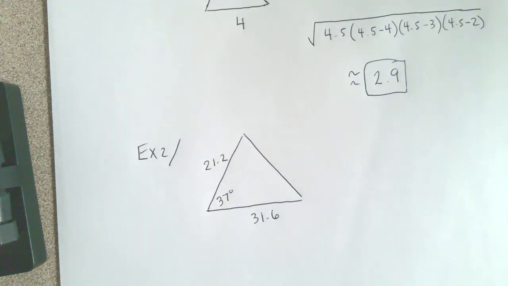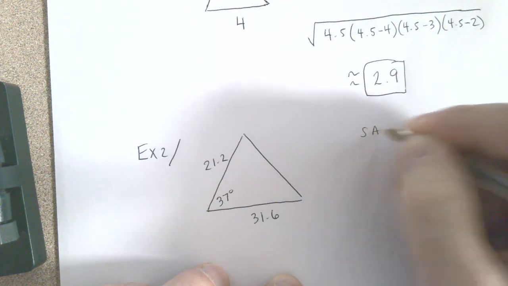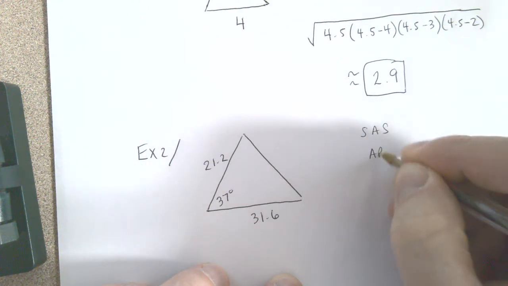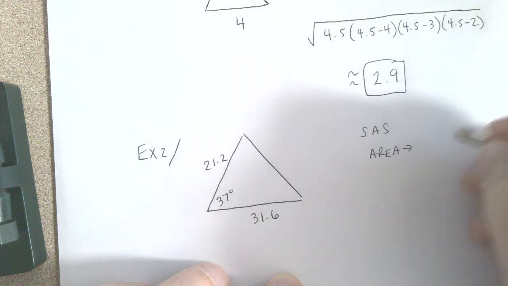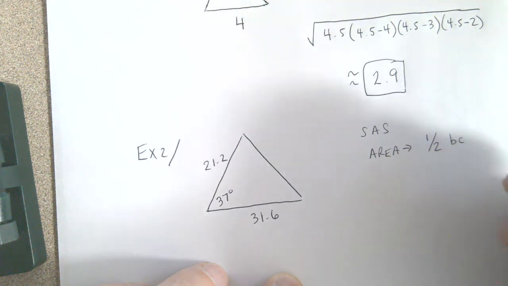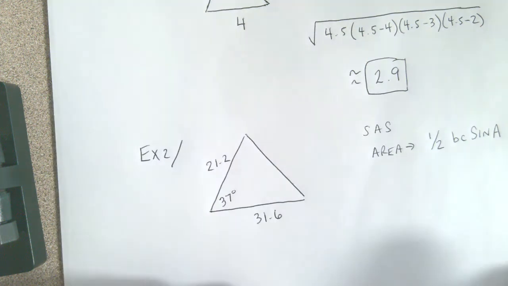Now, when we're given side angle side, we also have what we call a side angle side formula that we can use. The formula given side angle side, again, is also to find the area. We can do 1/2 times B times C times the sine of A.